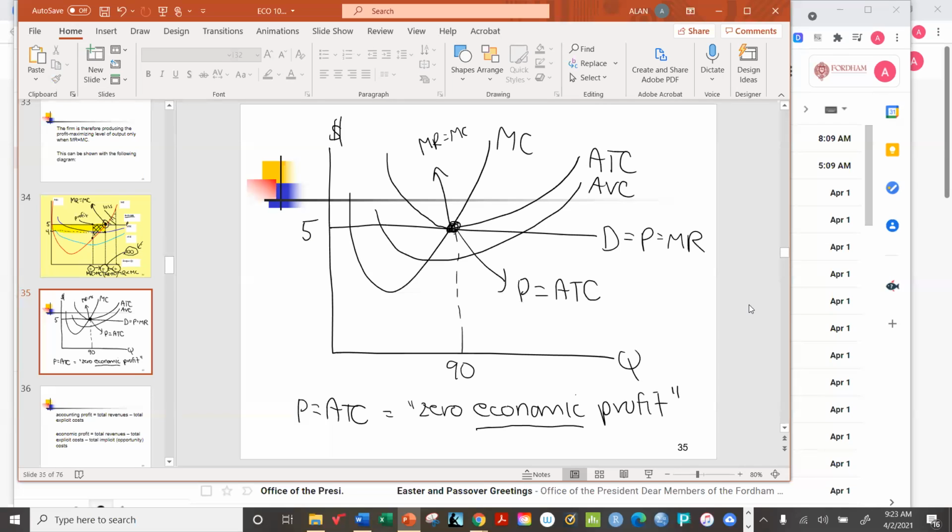Okay, now what does that have to do with anything? All right, well, this is an important concept in economics. This point is sometimes called the break-even point, or it's also known as zero economic profit.